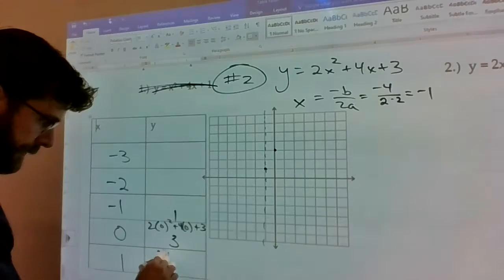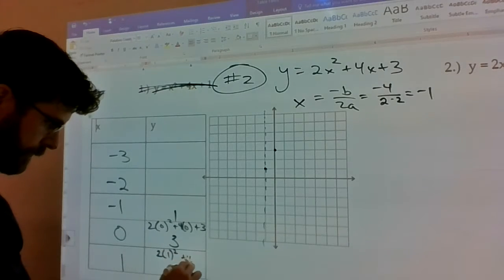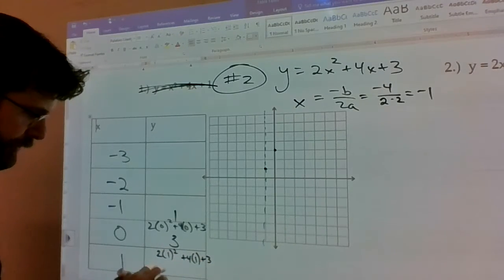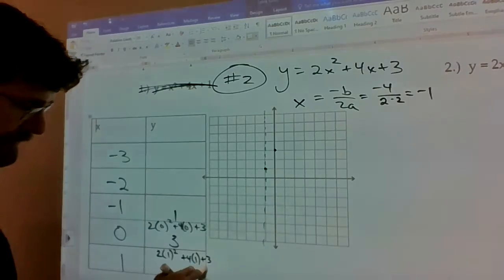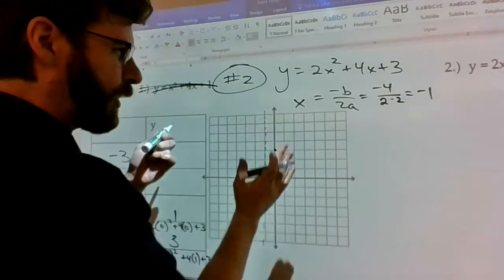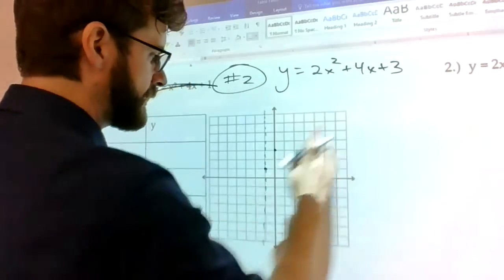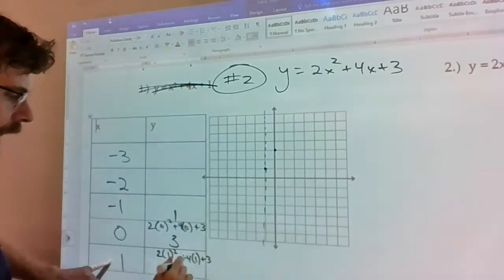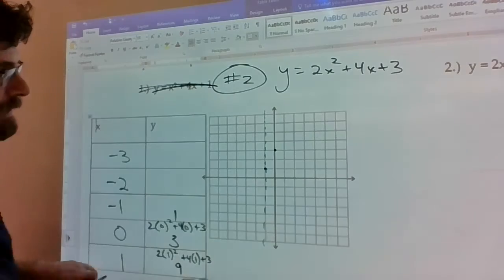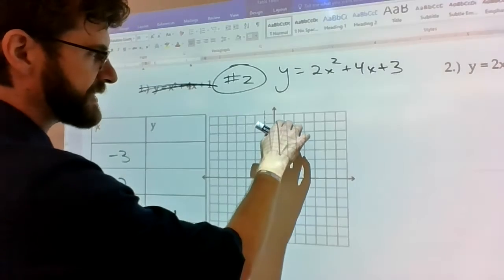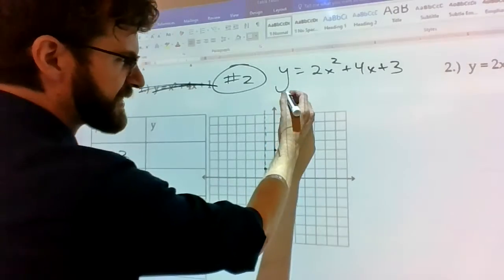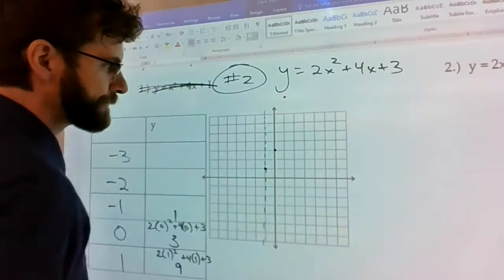If I try 1, I get 2 plus 4, which is 6 plus 3, that's 9. So I got to go a little bit off grid here. I'll get rid of this right here. Over 1, up 9. Okay. 1, 2, 3, 4, 5, 6, 7, 8, 9. That's an estimate of where we're at.